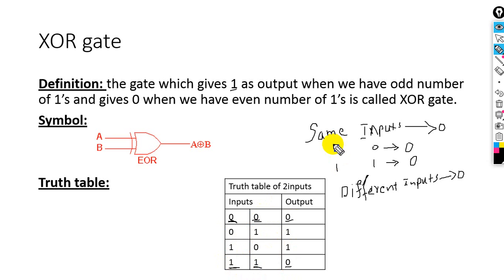So we can also say that same inputs give 0 and different inputs give 1. Different inputs will give you 1. So for example, if we have 0 1, the result will be 1.